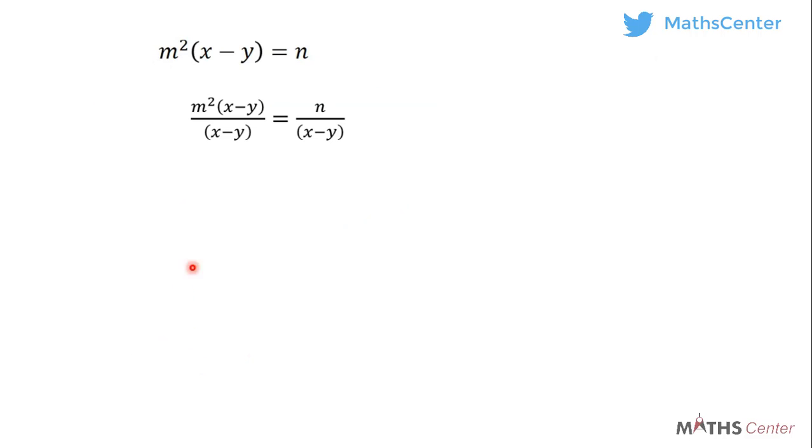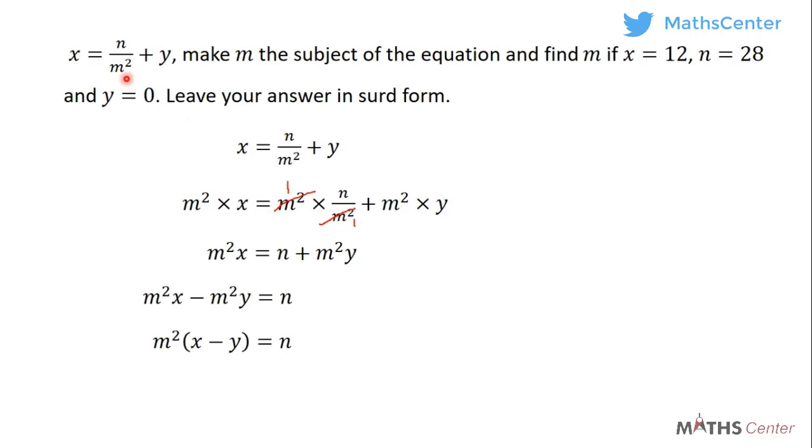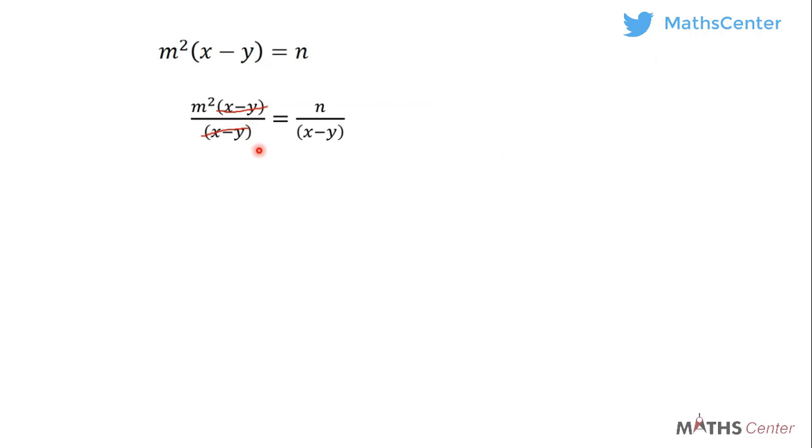So you divide the left hand side by x minus y. We divide the right hand side by x minus y. When we do that, this x minus y will cancel this x minus y so that our m squared can stand alone. So we have m squared is equal to n over x minus y. But look at the question again. The question said that we should make m the subject, not m squared. We have been able to make m squared the subject, but we want m to be the subject, not m squared.